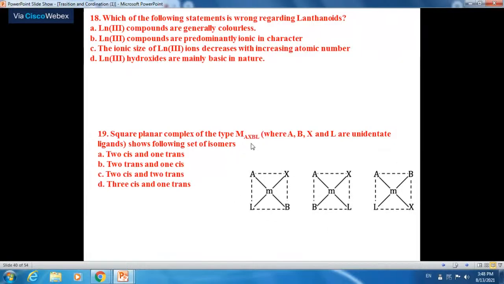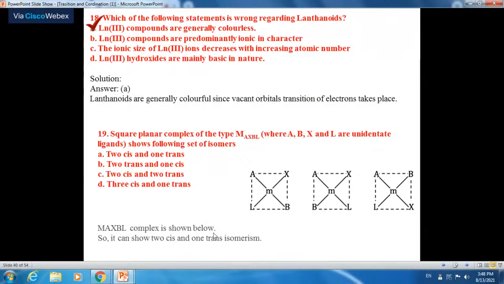So it is exhibiting mainly 3 isomers. When the square planar metal has 4 different ligands, it exhibits mainly 3 isomers. So here which one is cis? In this case, 2 are cis and 1 is trans. You can see here AX are on the same side, and AX is on the opposite side. So that is why 2 cis forms and 1 trans. You can see the answer now. The complex shown below can show 2 cis and 1 trans isomerism. What is the answer for this? Answer is A. Okay, answer is A.